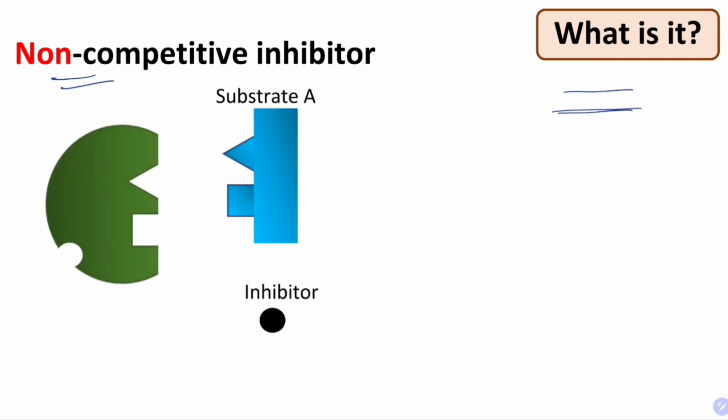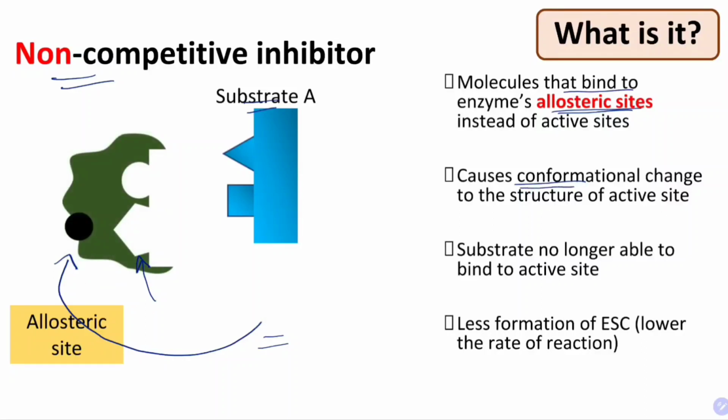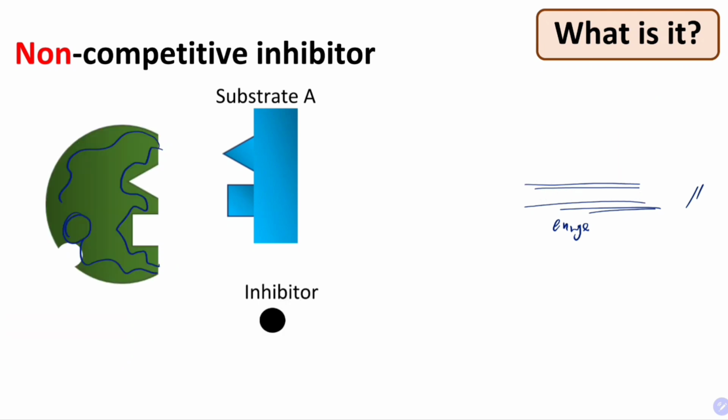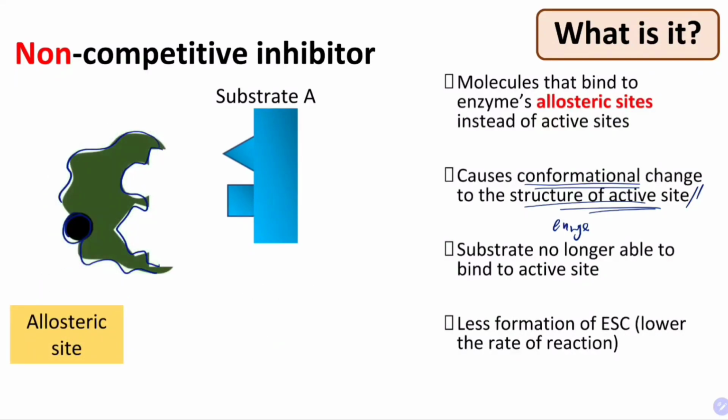So ni adalah original structure dia, inhibitor, substrate dan juga the enzyme. So once the inhibitor binds to the allosteric site of the enzyme, it will cause conformation change to the structure of the active site. So kasi kita nampak active site pun dah berubah. And then the enzyme pun also sudah berubah compared to yang tadi original dia macam ni. So ni after binding of the inhibitor to the allosteric site.